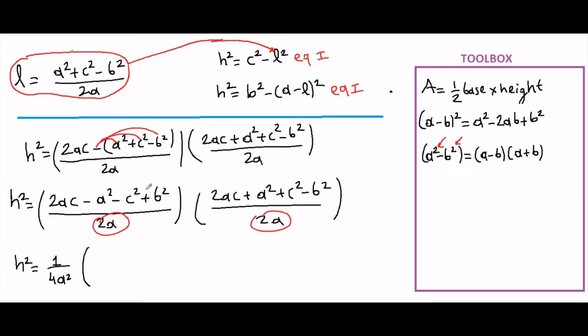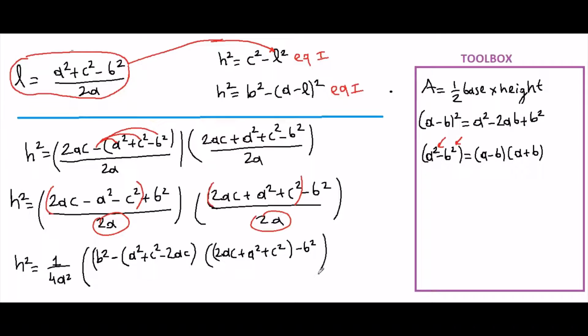Inside we can rearrange by grouping this. So we have b squared, and we can factor out a negative sign here. So we have b squared minus (a squared plus c squared minus 2ac), times, we can also group this trinomial here. So we have 2ac plus a squared plus c squared minus b squared.